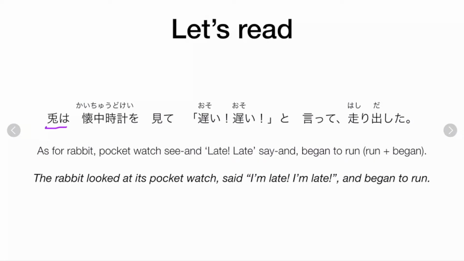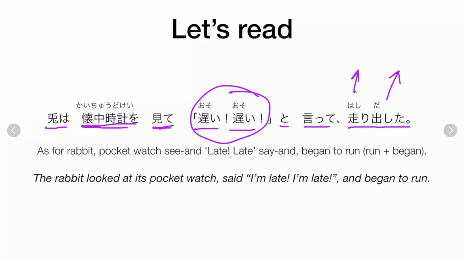Usagi wa, as for the rabbit, kaichu doke o mite. Kaichu doke is pocket watch. So pocket watch o mite, it looked at the watch and osoi, which is late. To itte, so it said, I'm late. And hashiri dashita. So hashiru is to run, and dasu is for something to emerge. So hashiri dasu is to emerge into a run, so break into a run. So the rabbit looked at his pocket watch, said, I'm late, and began to run.